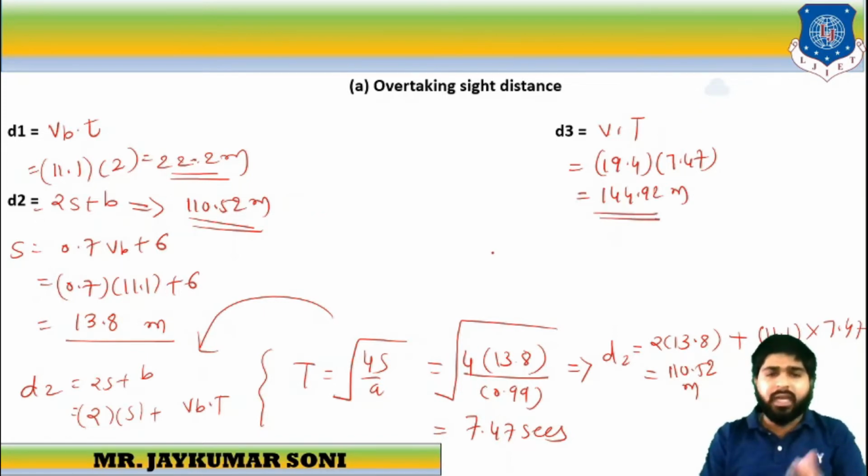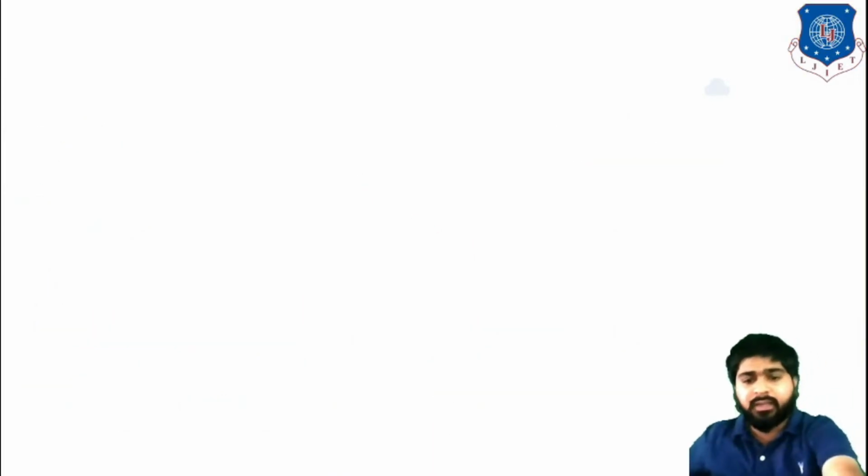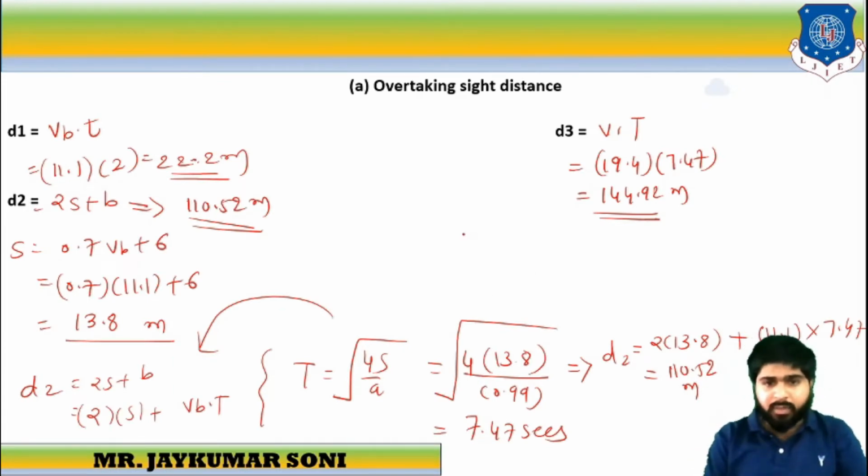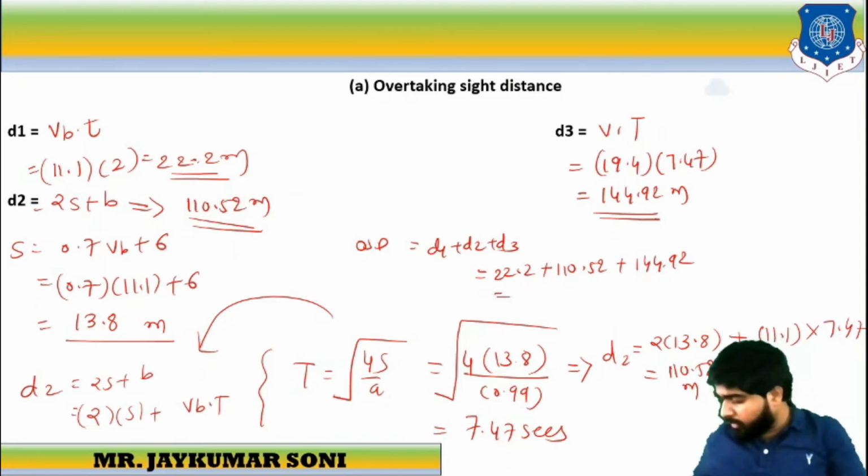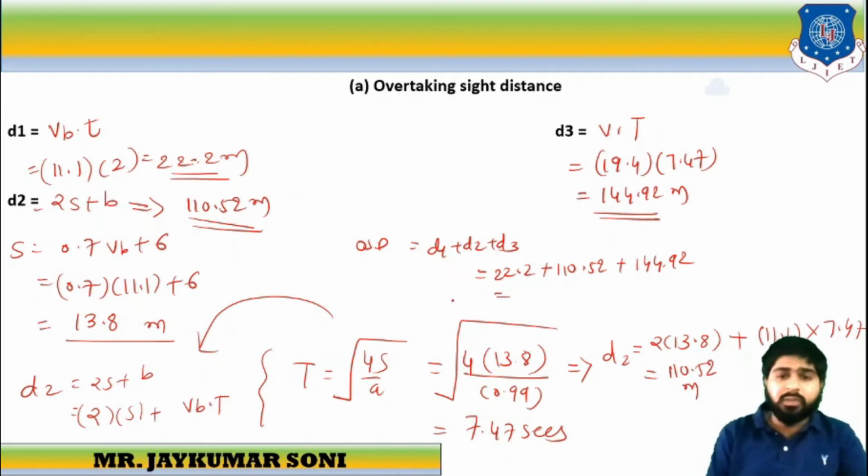So we have the value of D1, D2, and D3. We will add D1 plus D2 plus D3, which is equal to the OSD. D1 is 22.2, D2 is 110.52, and D3 is 144.92. Summing up all these values, we get the answer as 278 meters.